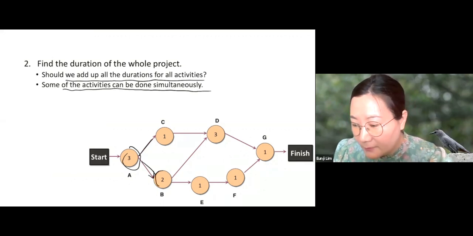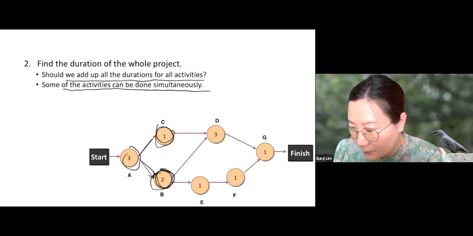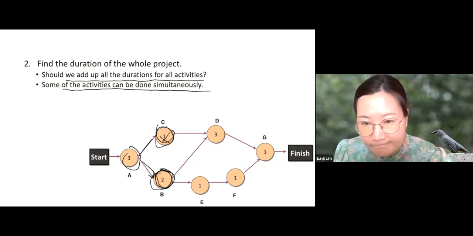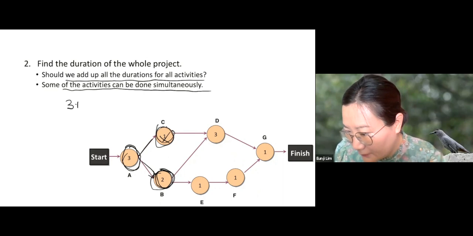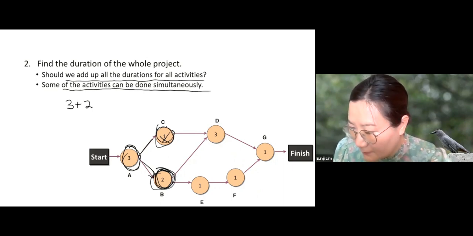And since B takes 2 months, it takes longer than C, we don't need to add the duration of C. We can finish C while we are working on B, right? So we don't need to add this. So should we add the duration of A? Yes, 3 months. Should we add the duration of B? Yes, 2 months. How about the duration of C? No, we don't need to add this because we can finish this while we're working on this, right?